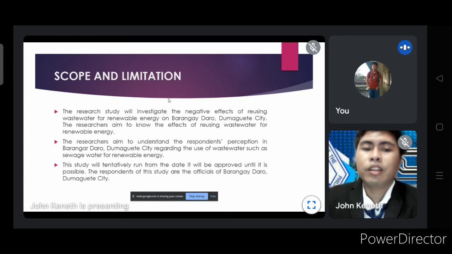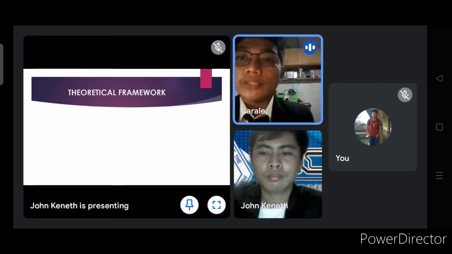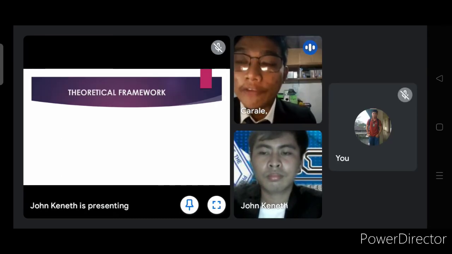This study will tentatively run from the date it is approved until it is possible. The respondents of this study are the officials of Barangay Daro, Dumaguete City. So next would be the theoretical framework.